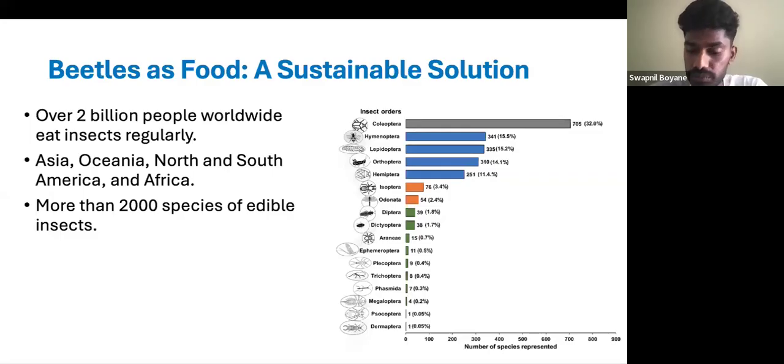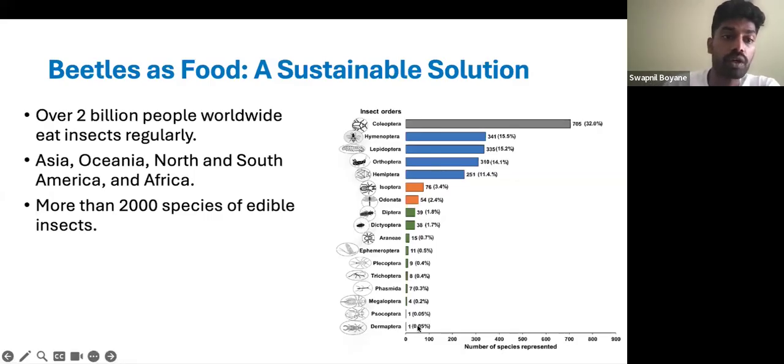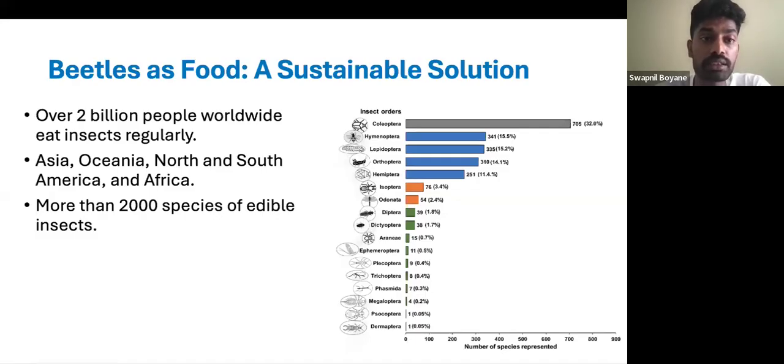If you go to the ethnic tribes even in northeast India, you will find insects being sold in markets, and these are being collected regularly, even on a daily basis depending on the season of insects, and they are eaten daily. All these continents, Asia, Oceania, North America, South America, and even Africa, eat these beetles, and in scientific terms we call eating insects entomophagy. Entomo means insects, so it's nothing but the consumption of insects.